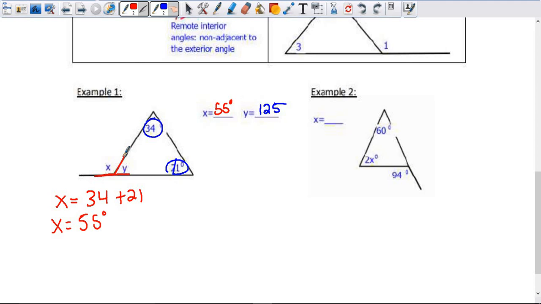All right, so let's do example 2 here. The exterior angle, which is 94, equals the two remote interior angles added together. So 2x plus 60. So the first thing that I'm going to do is subtract 60 from both sides, and I get that 34 equals 2x. Then we've got to divide by 2, and x equals 17.